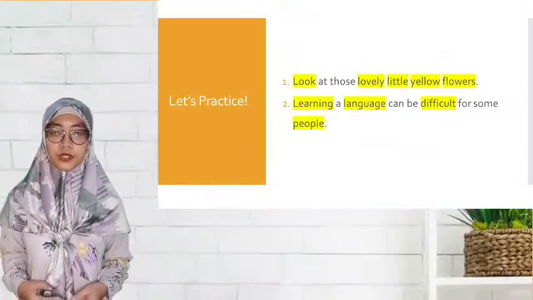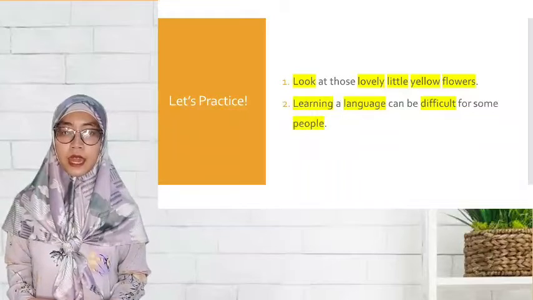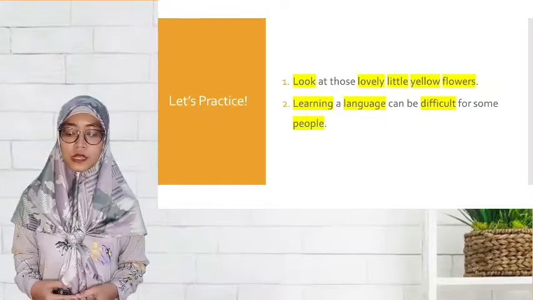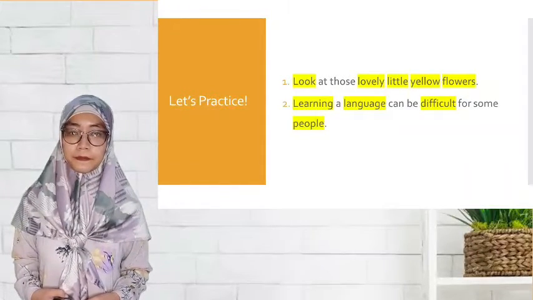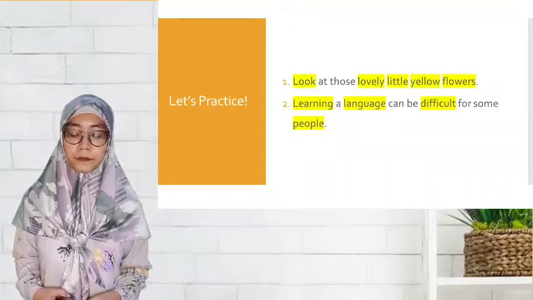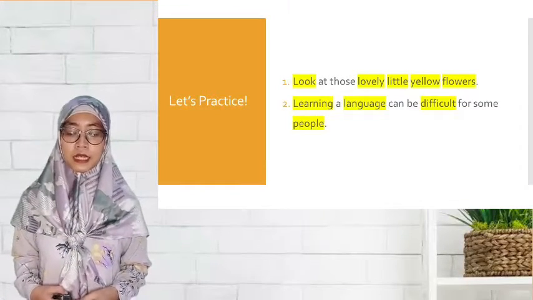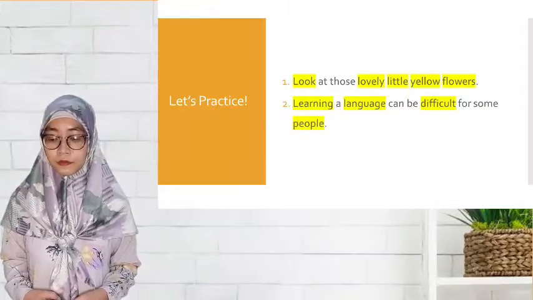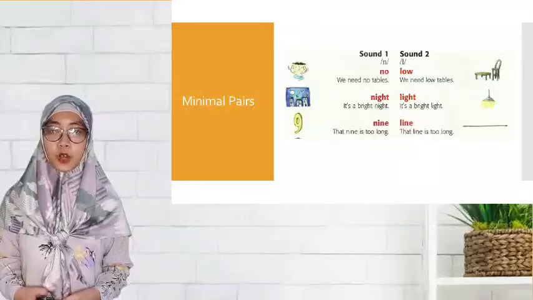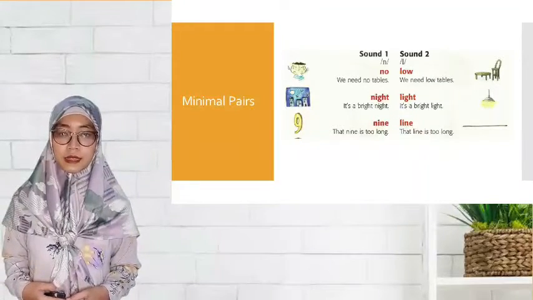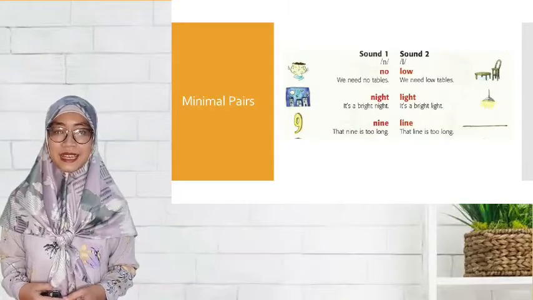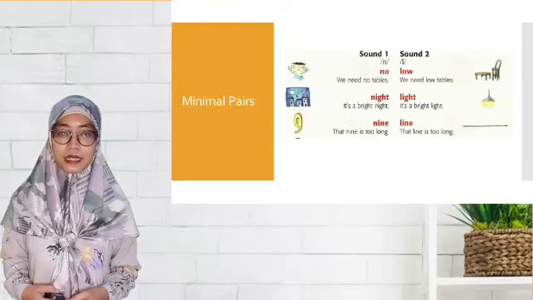Now let's try to produce the l sound by listening and repeating the sentences. Look at those lovely little yellow flowers. Learning a language can be difficult for some people. N and l are called minimal pairs in some words, such as no and low, night and light, nine and line.